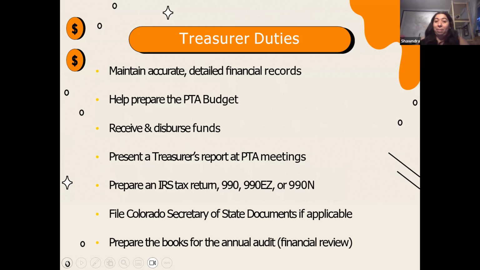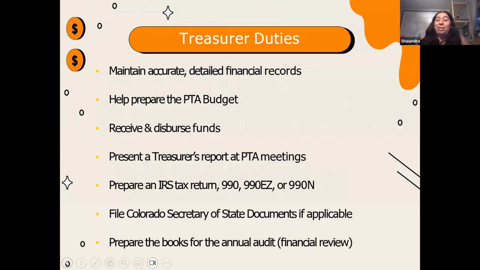Help prepare the PTA budget. You'll want to work with your president as well as the rest of your board to help set up a budget that the PTA will vote on, and that will be what you're going to use for the rest of the year, with amendments possibly.